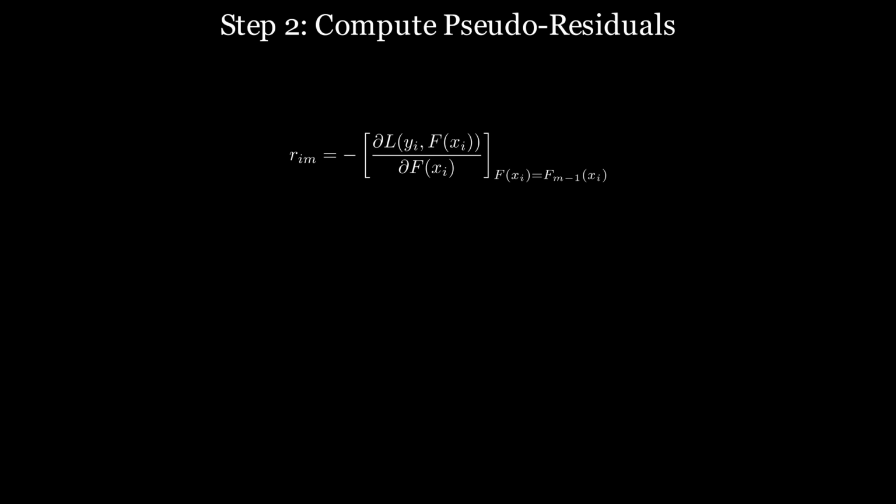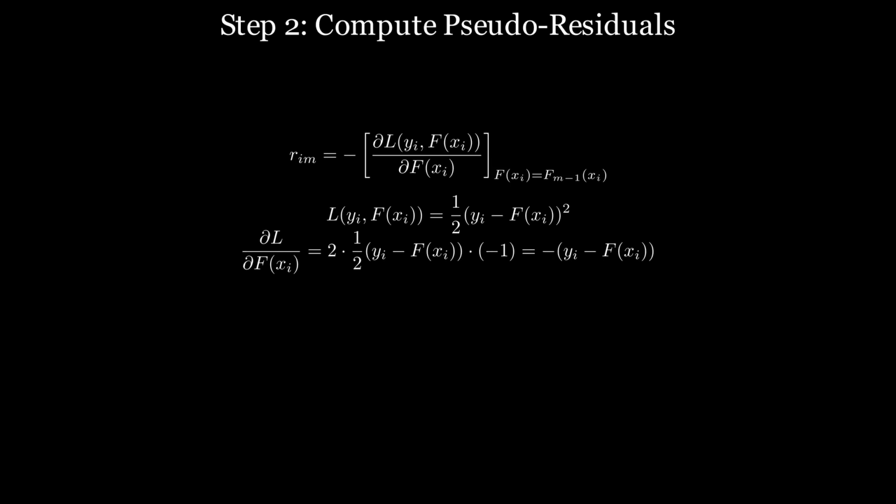Let's compute this for our squared error loss. Our loss function is L equals 1/2 of y minus f squared. We need its derivative with respect to the model's prediction, f of xi. Again, using the chain rule, the derivative is 2 times 1/2 times the inner term times the derivative of the inner term, which is -1. Now we plug this back into the definition of the pseudo-residual. The negative sign cancels out.